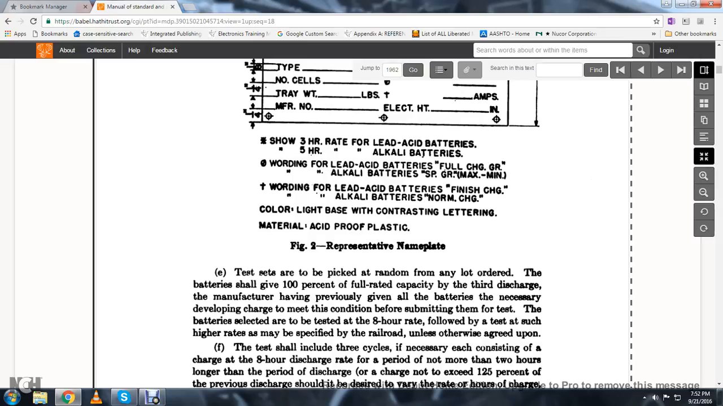Tests are to be picked at random from any lot ordered. The batteries shall give 100% of the full rated capacity by the third discharge. The manufacturer shall have previously given all the batteries the necessary developing charge to meet these conditions before submitting them for test. The batteries selected are tested for the 8-hour rate, followed by a test at a higher rate, which must be specified with the railroad unless otherwise agreed upon.